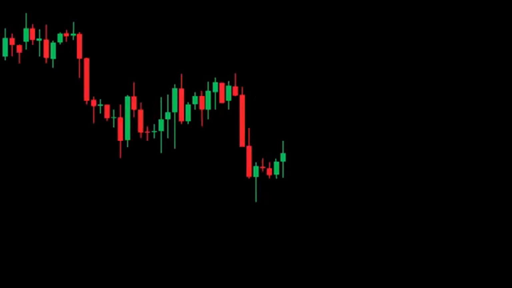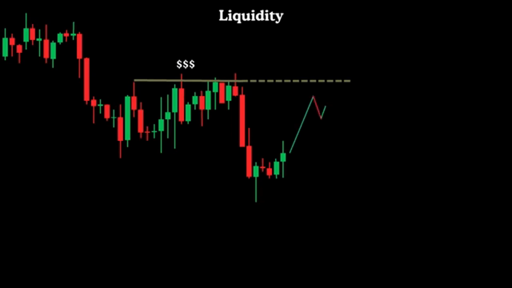Next, we locate liquidity zones on the chart. In our analysis, traditional support and resistance zones, especially areas with equal highs and lows or repeated rejections, are considered liquidity zones. Why is identifying these zones so crucial? Liquidity drives market movement.